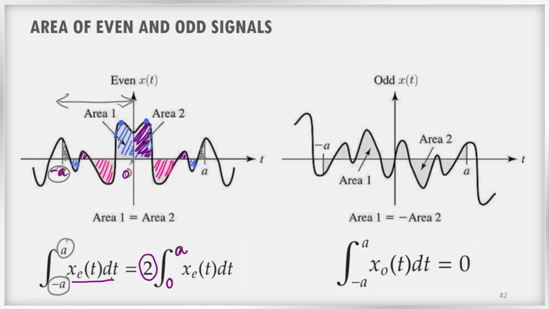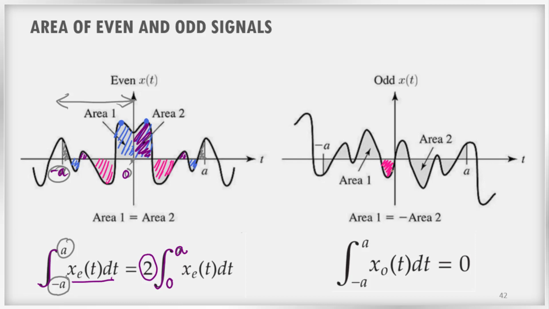So please remember that here the integration is used to find the area under the curve or area under the particular signal. So this is the case of an even signal. So what about an odd signal? The odd signal will be like this. Please remember that it has vertical antisymmetry.